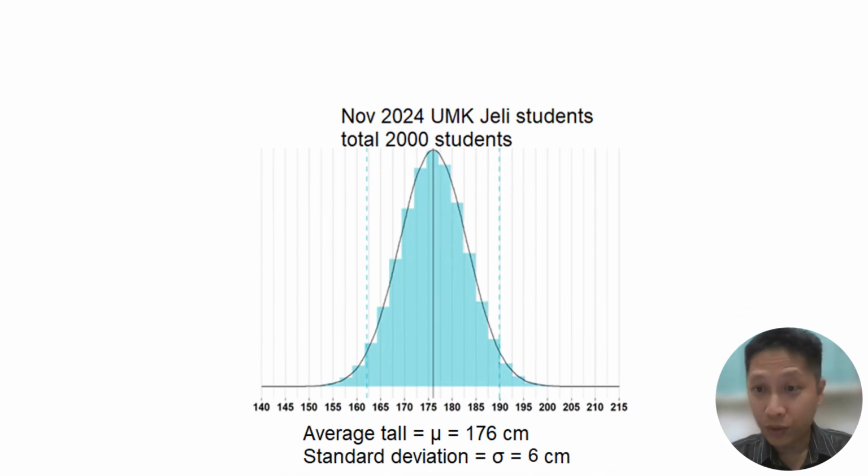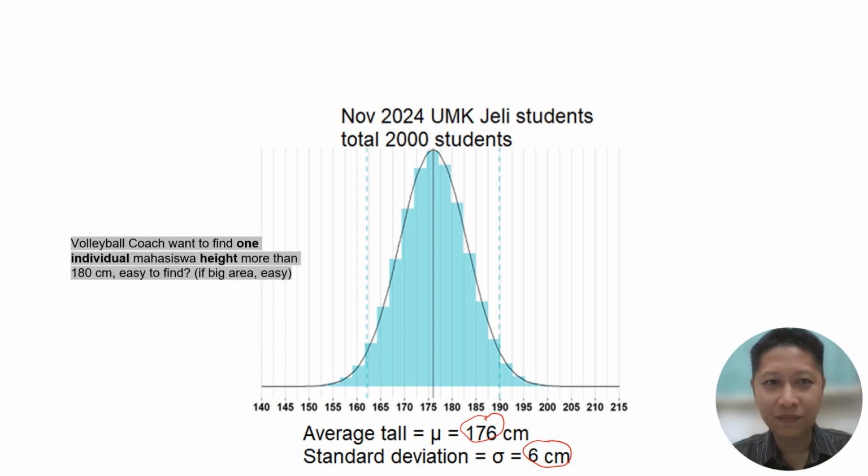We have a total of 2,000 students today at UMK Jeli campus. We found that the students have an average height of 176 cm, mahasiswa only. And their standard deviation is 6 cm, plus minus 6 cm. We have three questions. We want to find what is the priority for each of the questions.